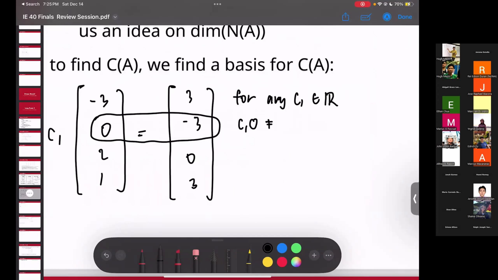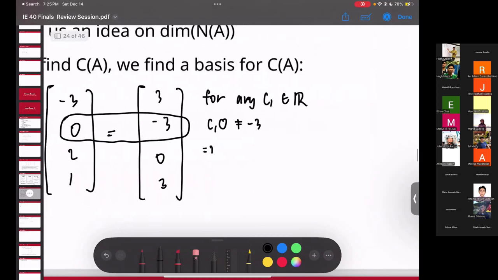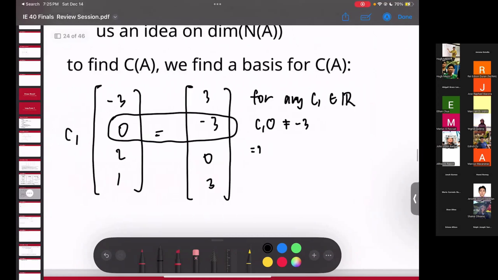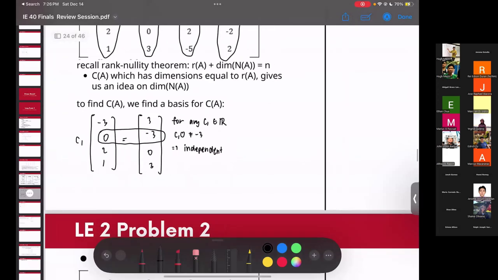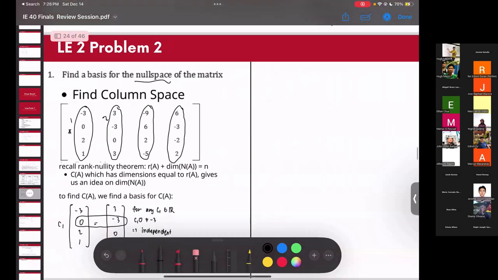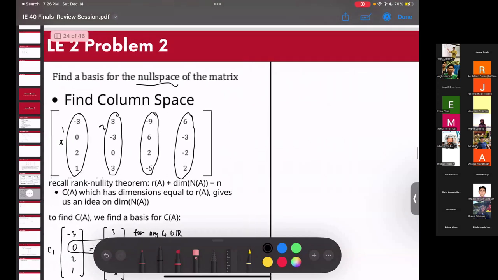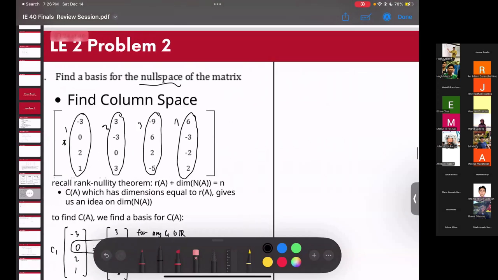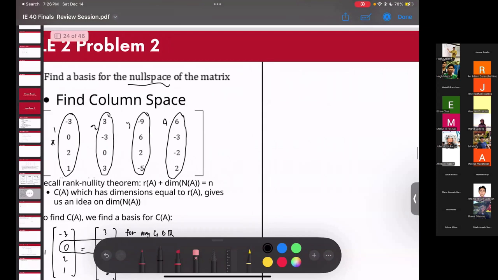Wait, so yeah, this cannot be equal, and therefore this equality can never be true, and therefore they are both independent. Kasi there's no way for you to reach the second vector by just multiplying the first. So that means that these two can make up the basis. So now we have two vectors that comprise the basis. And then let's just keep checking if vector 3 and 4 also comprise the basis, or are they dependent.